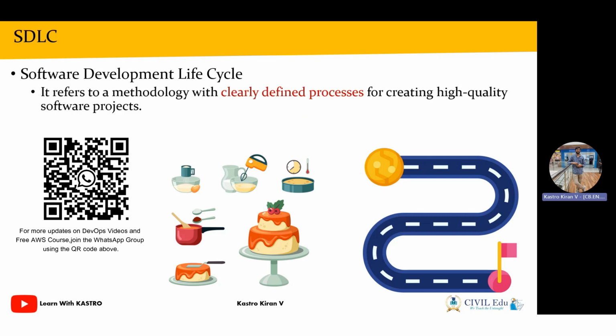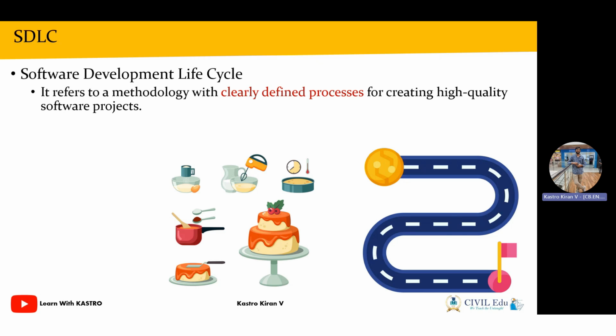So software development lifecycle is a methodology with a clearly defined process. What do I mean by clearly defined process? It means what are the required materials that you need in order to prepare a cake. How many members are required? What kind of additional materials, that is, what kind of kitchen utensils you need, what kind of ovens you need, what temperature of oven you need. That is called requirements gathering. So you have a clearly defined process in order to bake the cake.